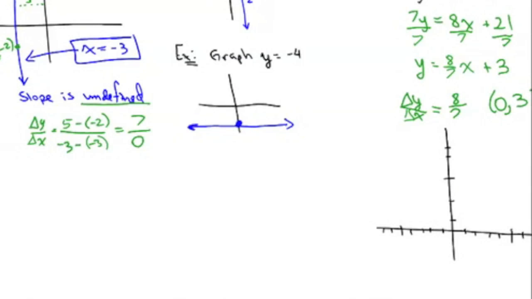Notice where I put my graph, all on the top. 8/7 is a positive slope, 3 is a positive y-intercept. Everything's going to go up. So, plot 0, 3.